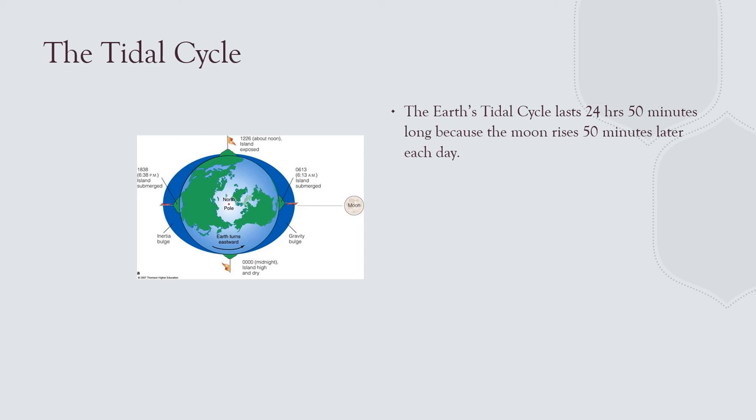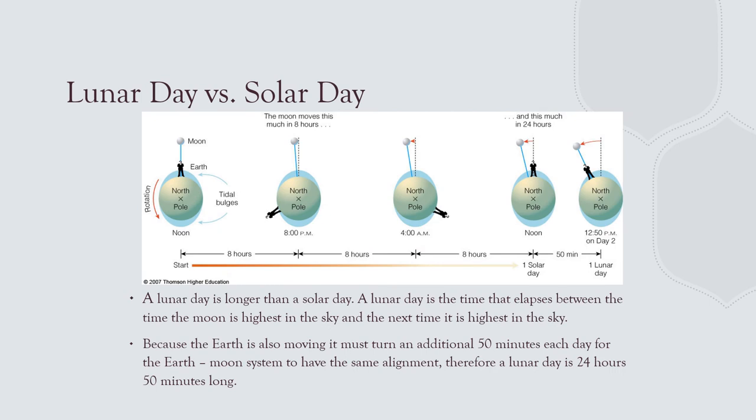Which means a semi-diurnal tide would be two highs and two lows a day. You would have a high and a low in 12 hours, 25 minutes would be one high-low. And then the next 12 hours, 25 minutes, one high-low again. So 24 hours, 50 minutes is a tidal day. So a lunar day is 24 hours, 50 minutes, a solar day, 24 hours. And they do not sync up.